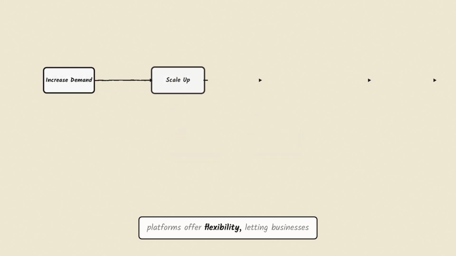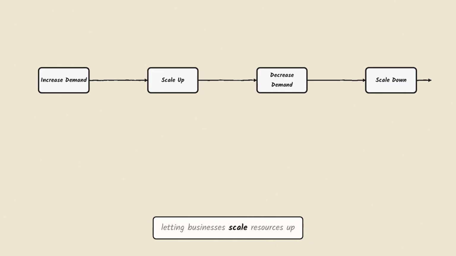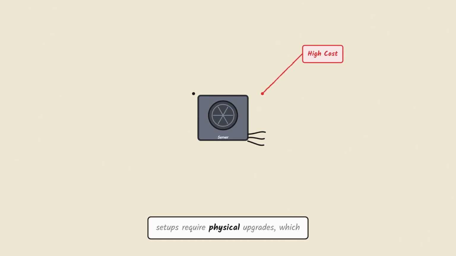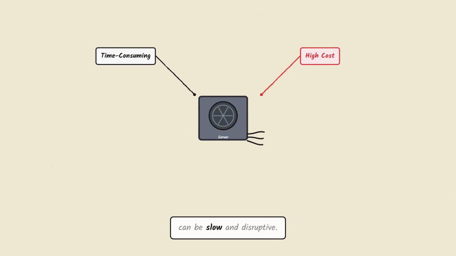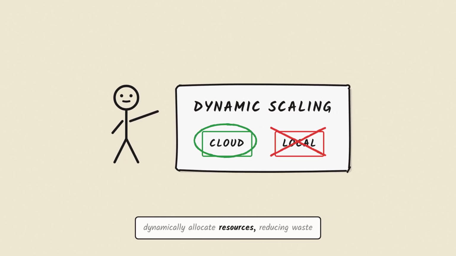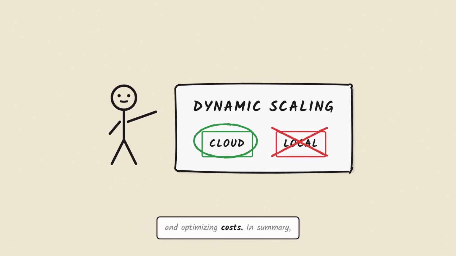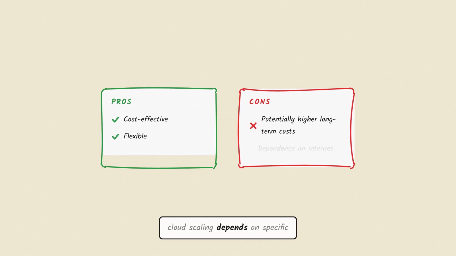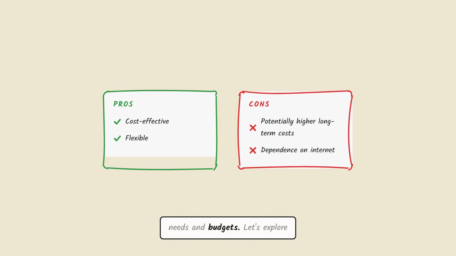Cloud platforms offer flexibility, letting businesses scale resources up or down as needed. Local setups require physical upgrades, which can be slow and disruptive. Cloud computing can dynamically allocate resources, reducing waste and optimizing costs. In summary, the choice between local and cloud scaling depends on specific business needs and budgets.